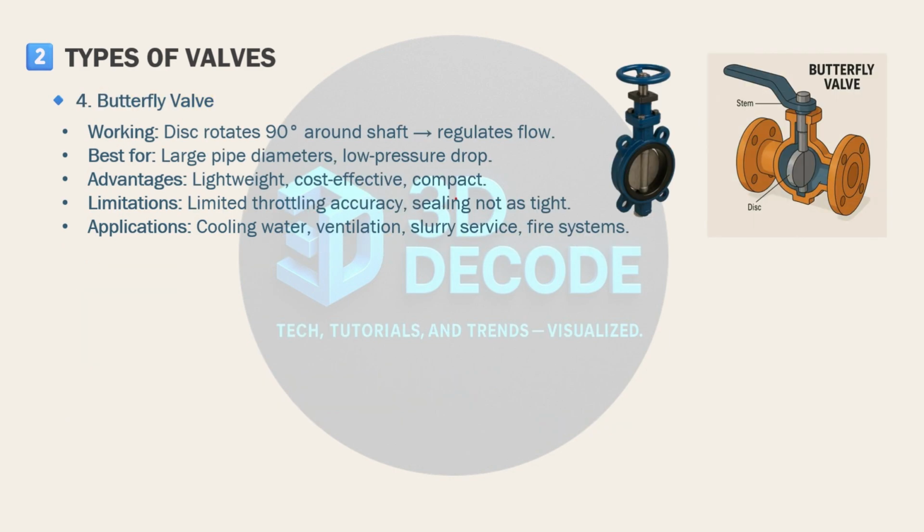4. Butterfly valve. Working: disc rotates 90 degrees around shaft, regulates flow. Best for large pipe diameters, low pressure drop. Advantages: lightweight, cost-effective, compact. Limitations: limited throttling accuracy, sealing not as tight. Applications: cooling water, ventilation, slurry service, fire systems.